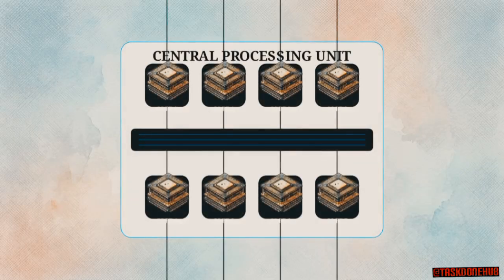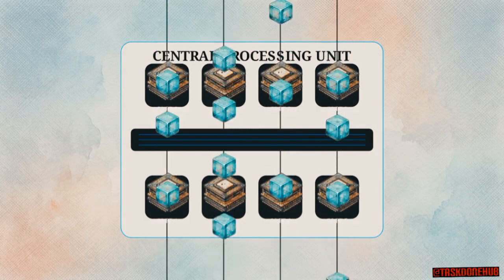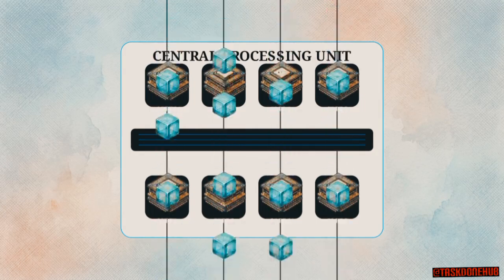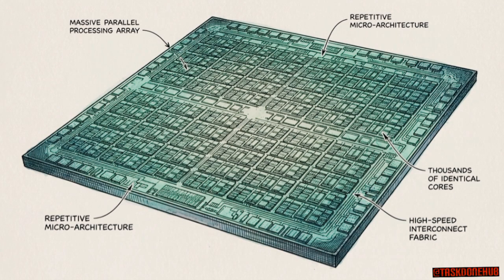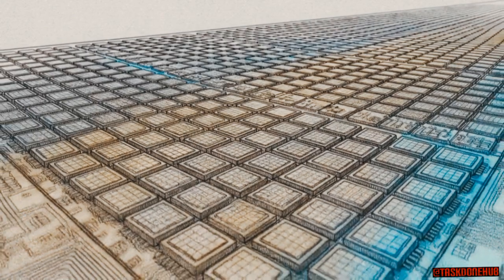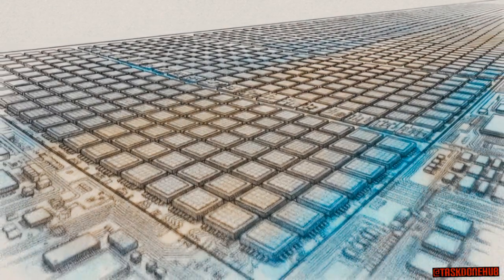It uses a small number of complex cores to rapidly switch between different tasks, minimizing the time it takes to complete a single instruction. A graphics processing unit is specialized for embarrassingly parallel computation, workloads where millions of identical operations occur simultaneously without needing to coordinate with each other. To maximize this throughput, a GPU dedicates nearly all of its physical silicon exclusively to simple arithmetic calculators.